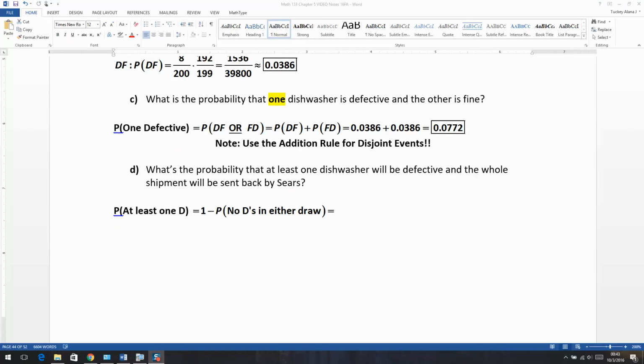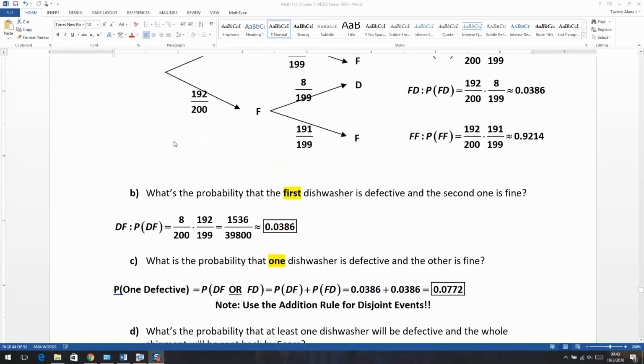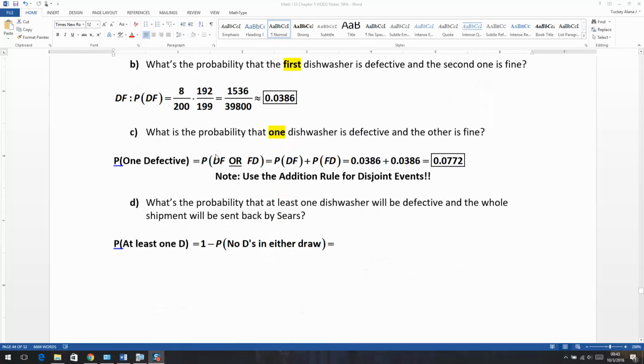Now let's go back to one of our favorite friends, the probability of at least one. So what's the probability that at least one dishwasher will be defective and the whole shipment will be sent back? They're going to send it back if anything's defective, and so if at least one of them is defective when you pull them. So you're going to draw two, right? Because it said so earlier up in the problem that we're only going to look at two dishwashers.